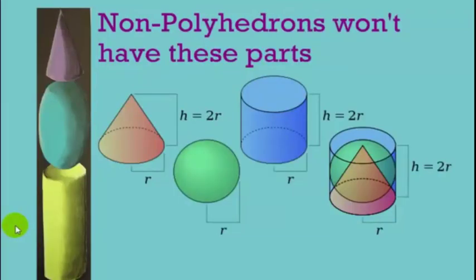Now there is such a thing as non-polyhedrons, and they're not going to have a lot of these parts. We do have a cone that does have a vertex, but you notice that it doesn't really have edges. It might have a face, the base, but the other faces are not necessarily flat, so we wouldn't call them faces. So not all 3D shapes are polyhedrons.